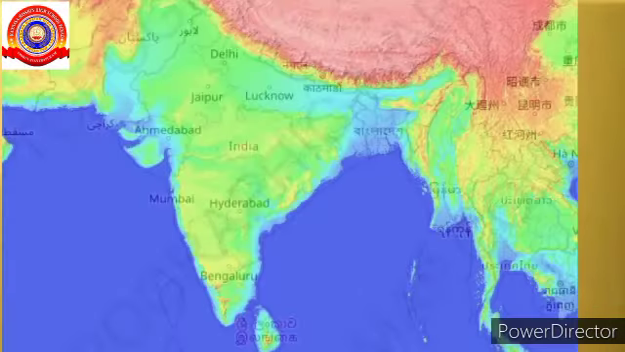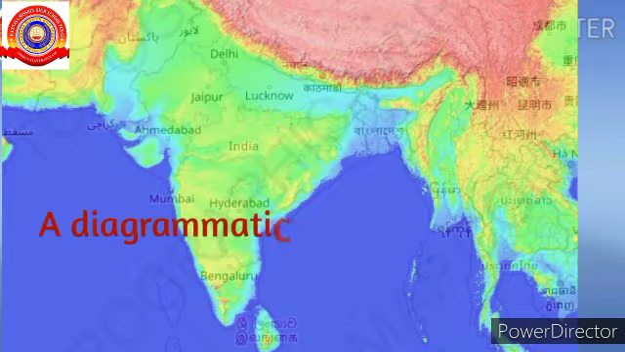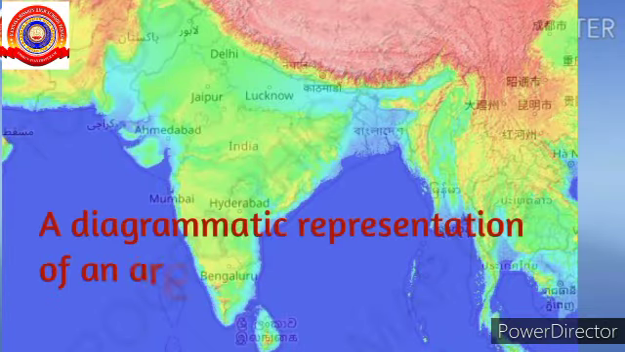Today we will learn a new chapter, Landscape Analysis Through Maps. In this chapter, we will learn about the importance of topographic maps and its features. Have you heard about map? What is map? Yes, a diagrammatic representation of an area of land is called map.